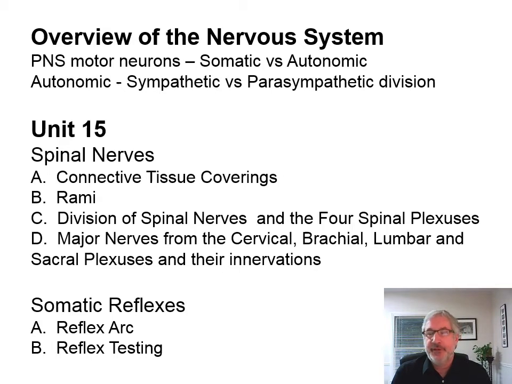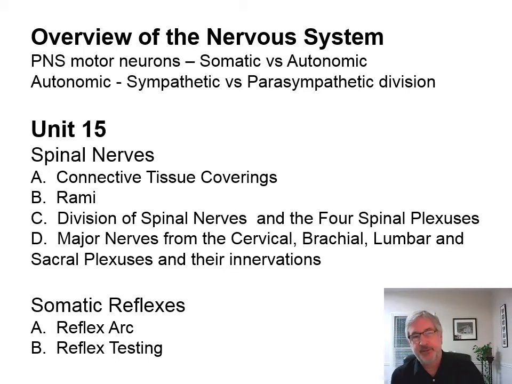We're going to go over the spinal nerves in this segment. We've talked about the nervous system, the central nervous system, the brain and spinal cord. So we finished up those. Now we're going to talk about the peripheral nervous system and the motor neurons in the peripheral nervous system, the somatic and autonomic systems, and then the divisions of the autonomic system. We're going to go over that real quick, the sympathetic and parasympathetic divisions.